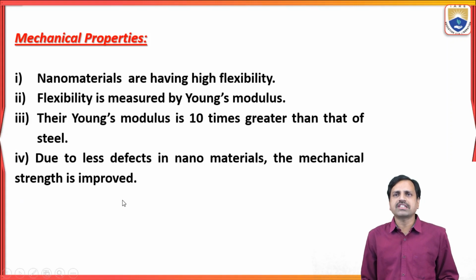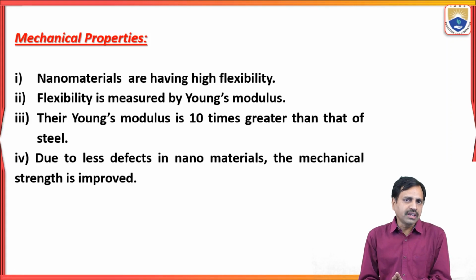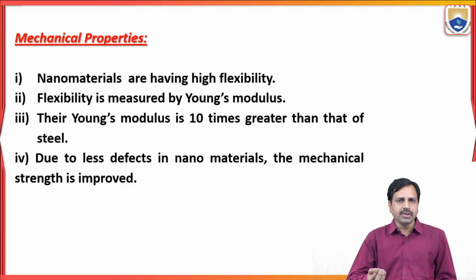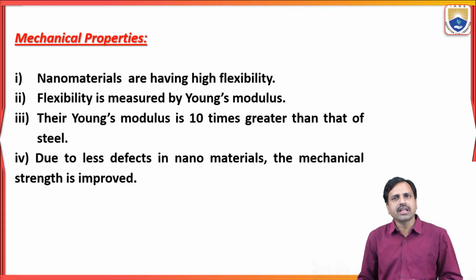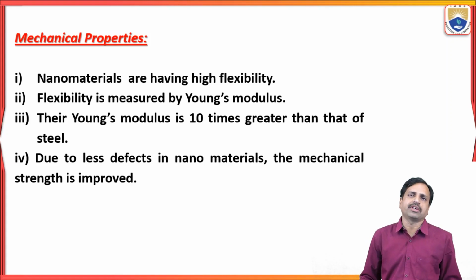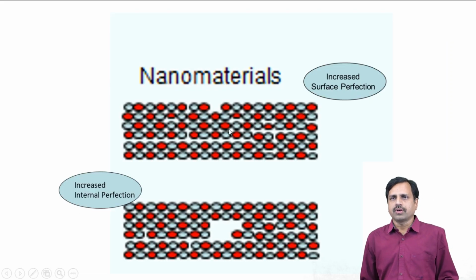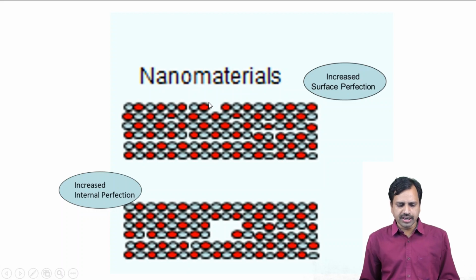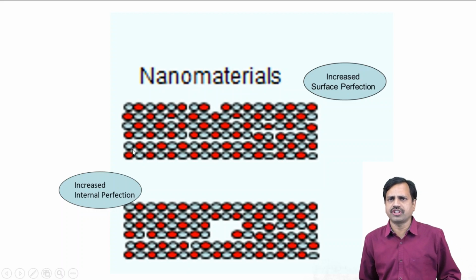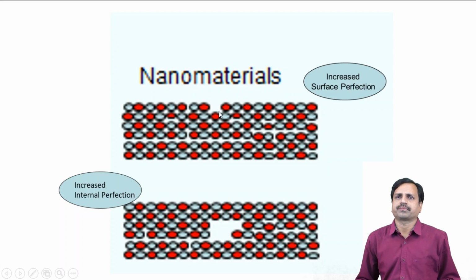That's why there are fewer defects in nanomaterials, because of the atomic size. The impurity levels are very low, or it is almost pure. So the defects are very few, or there are no defects in nanomaterials. This is considered the atomic level. So these defects will be very few, and there is increased internal perfection. This one is internal, and this one is the surface.